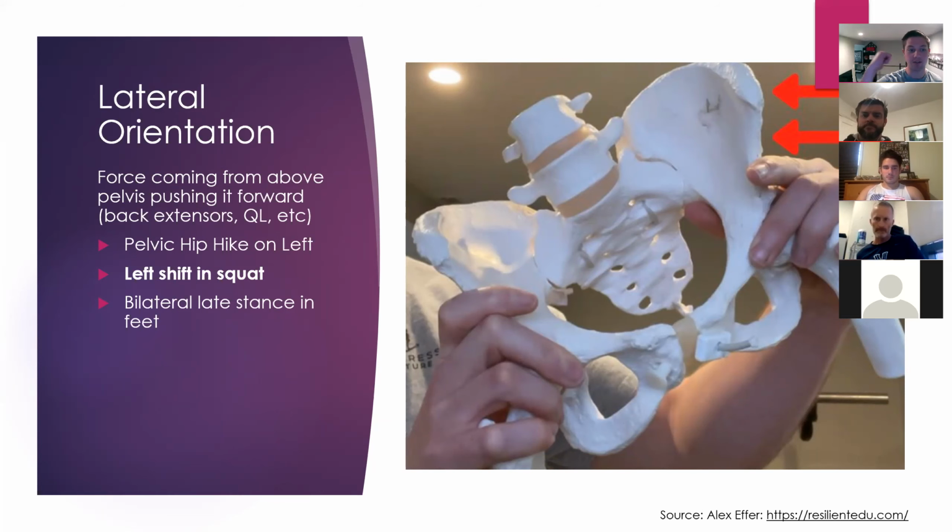So the back extensors, the QL, are going to be basically just bringing all this together. So you're going to have a left hip shift in a squat, which again, you don't see very often, but if you do see it, they're probably doing some sort of lateral orientation within their pelvis. They're going to have a bilateral late stance in their feet. And what you're also going to see within that squat a lot of the times, because if they're here, they just have more room to sink down on the left in that squat.